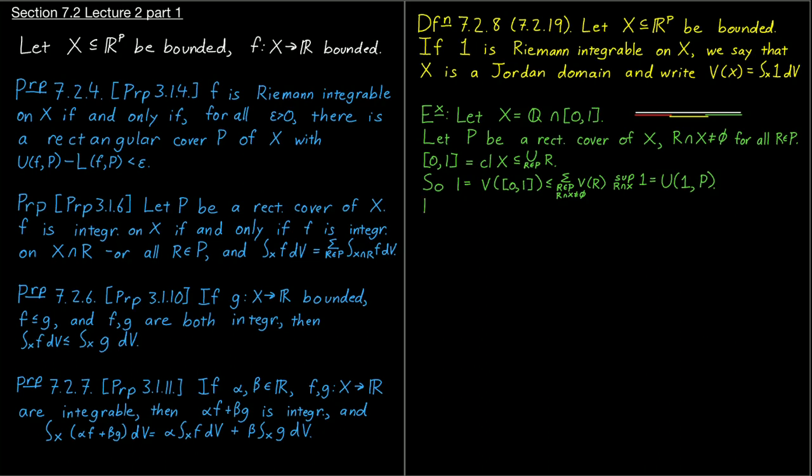And now, the lower sum of 1 over our rectangular cover P. This is the sum over all rectangles in P that are subsets of X. There aren't any rectangles that are subsets of X. Every non-trivial rectangle, and we can throw away the trivial rectangles, has at least one irrational in it. So our lower sum equals 0. So the upper sums are all at least 1. The lower sums are all exactly 0. So 1 is not integrable.